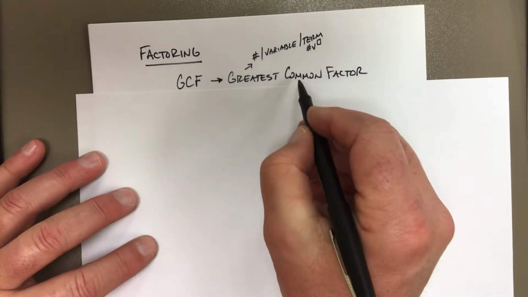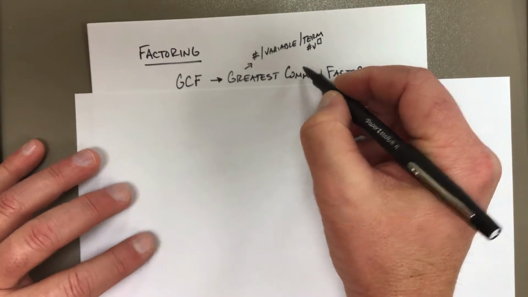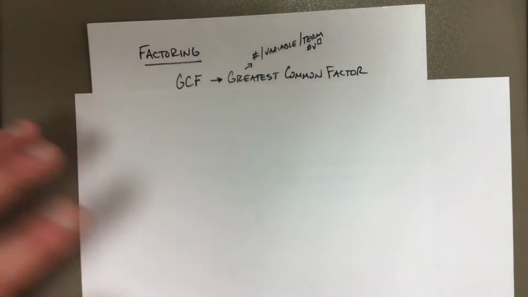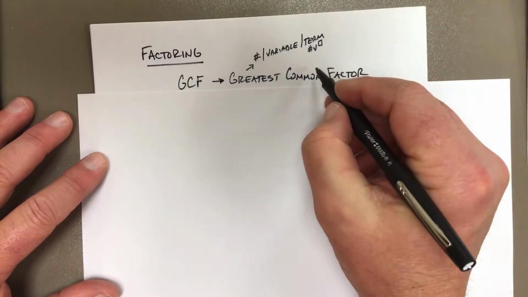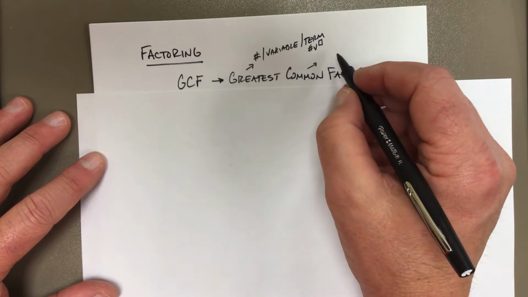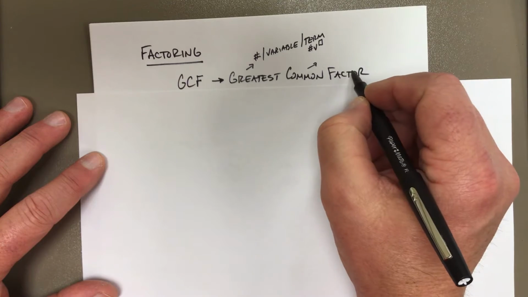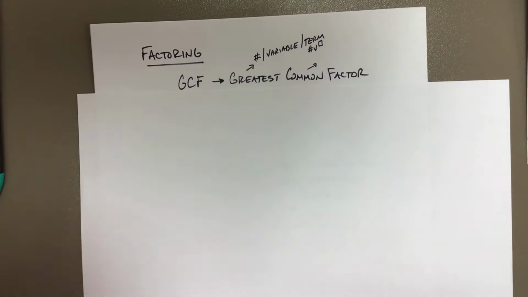So the greatest common, well, common, everybody has to have it, right? So every term has to have it. It has to be seen in every term. And then the factor is what we're going to get into. Factor just means what do you multiply together to get something.